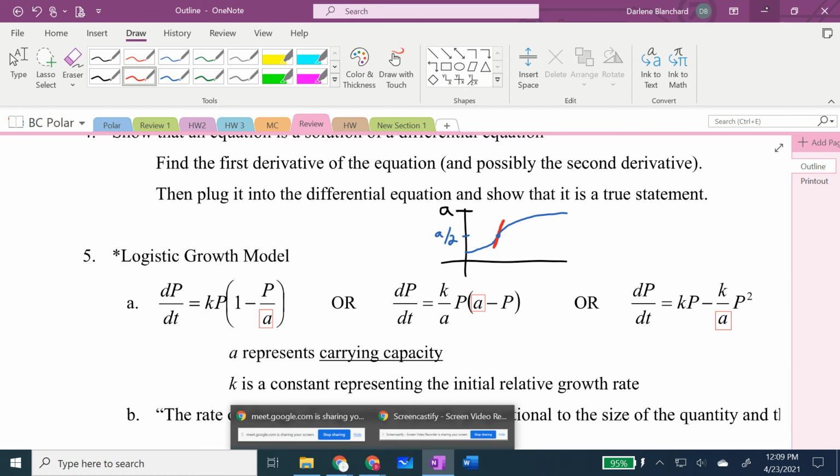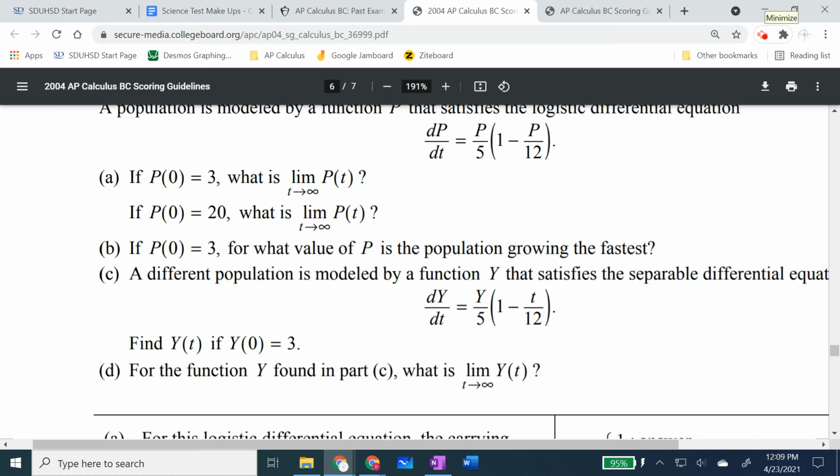So going back over there, they have to give you an initial population, and they are probably going to give you an initial population that is under half your carrying capacity. If for some reason they don't give you an initial population under half the carrying capacity, then you are growing the fastest at the initial time. That's when you're growing fastest.